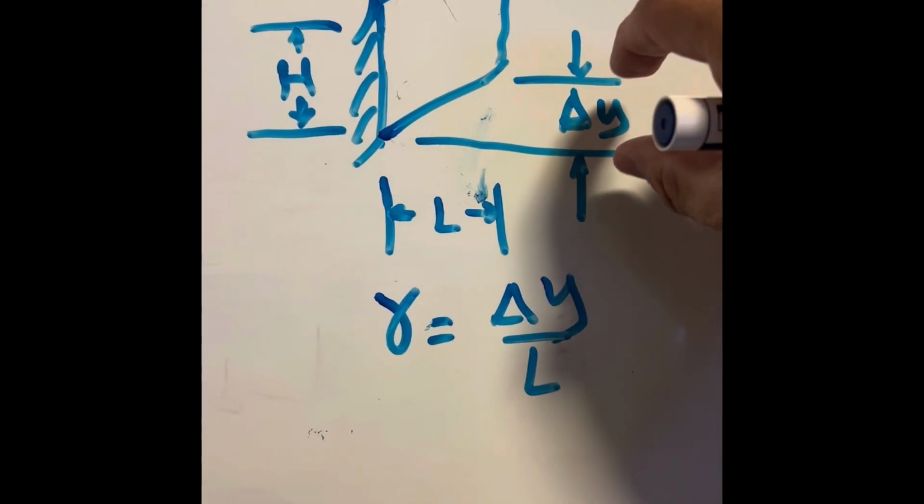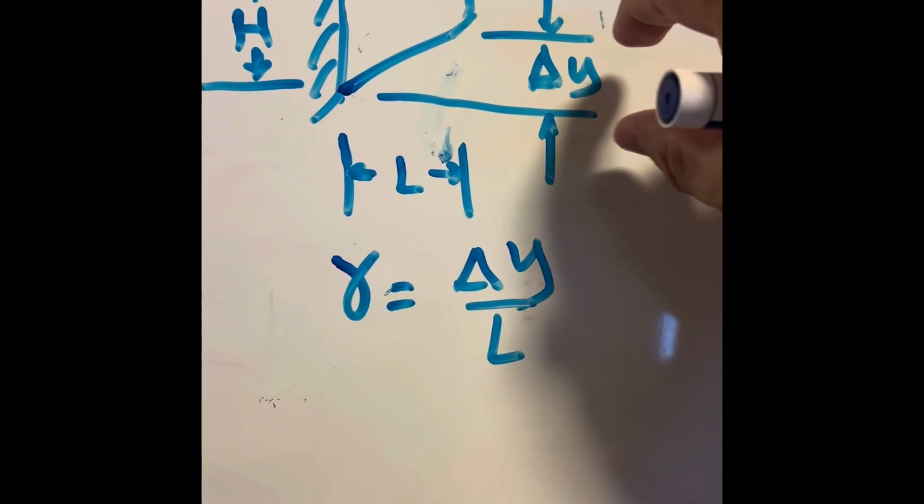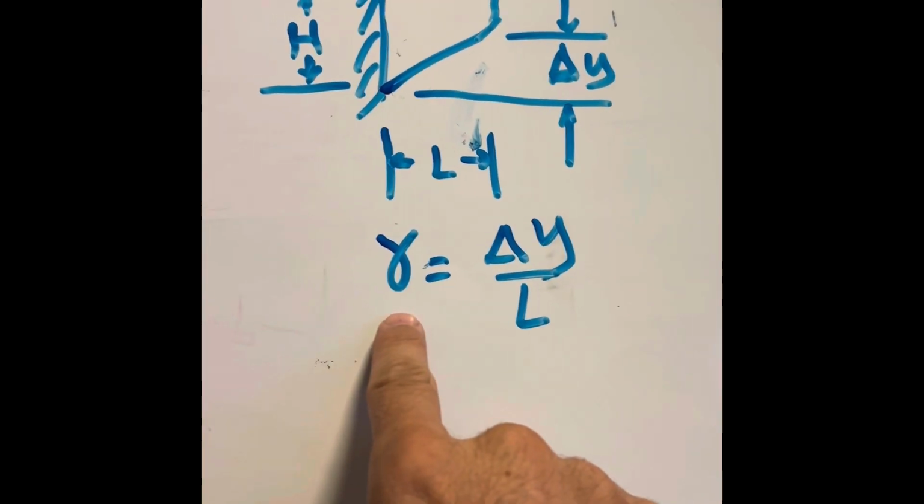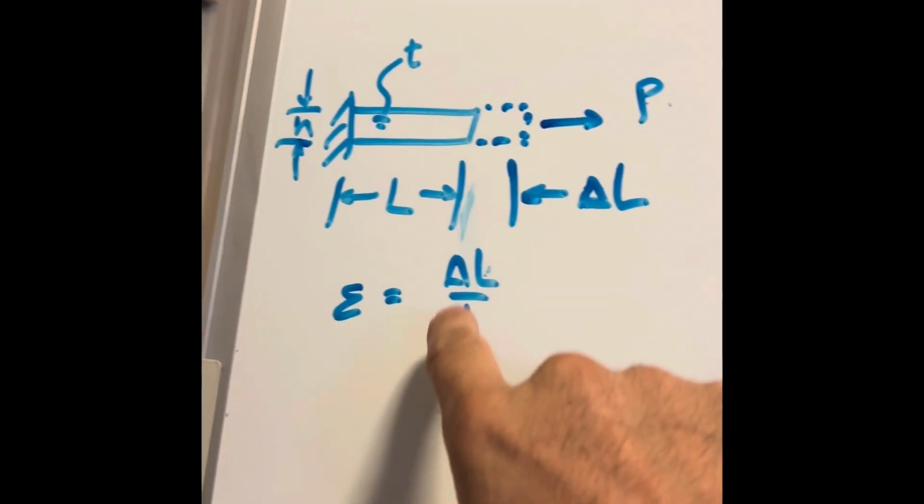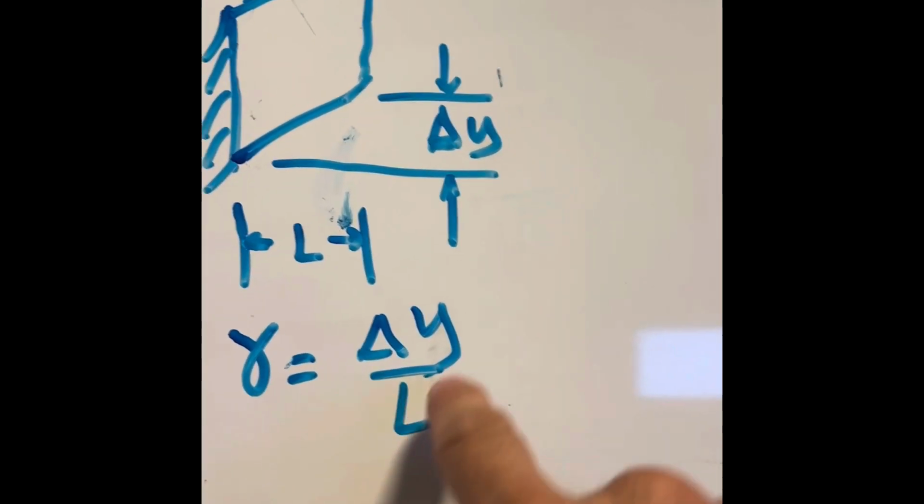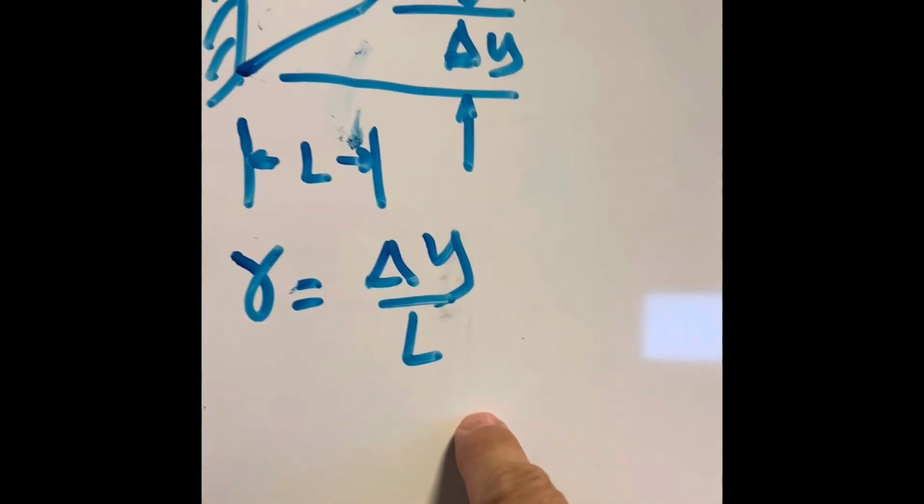Notice delta Y is perpendicular to the distance L, the original length. So normal strain is the same direction, and shear strain is perpendicular to perpendicular direction.